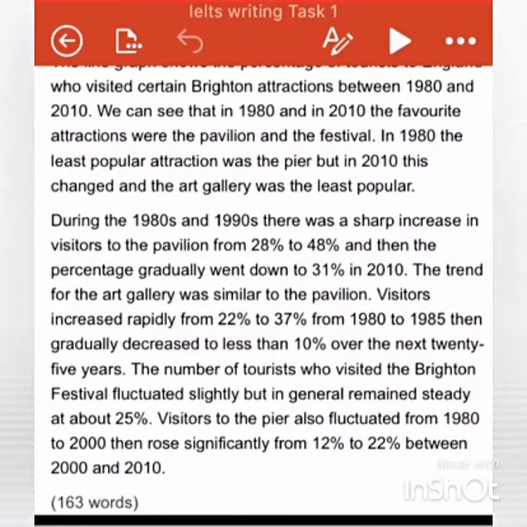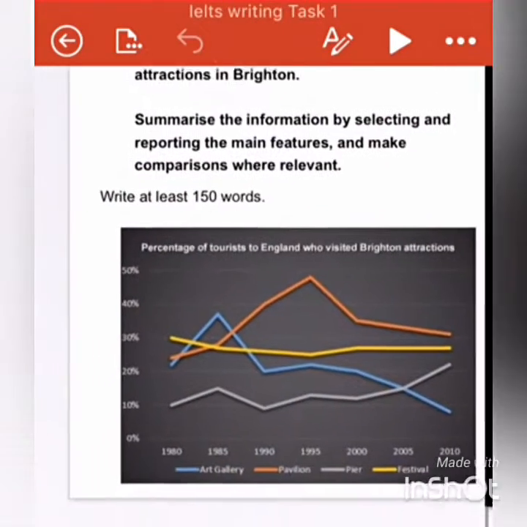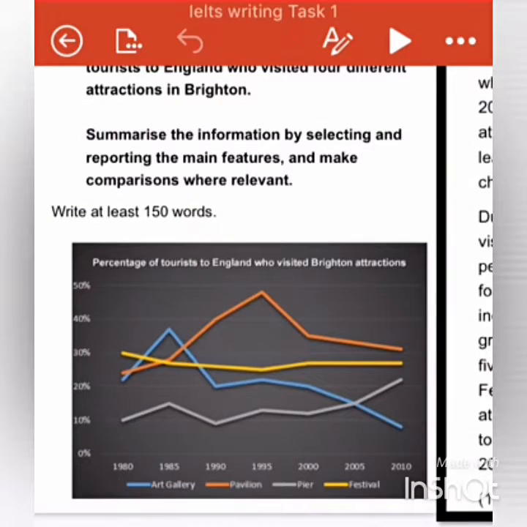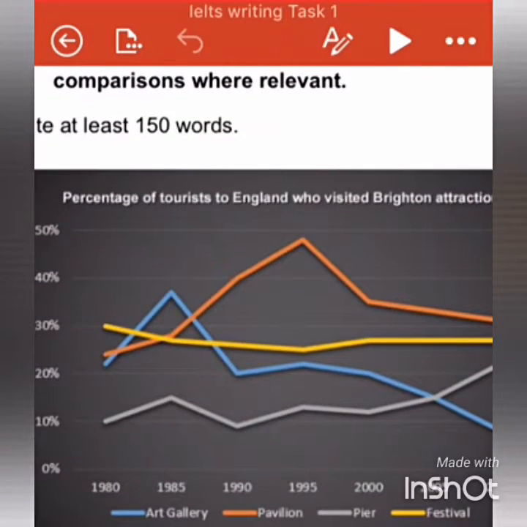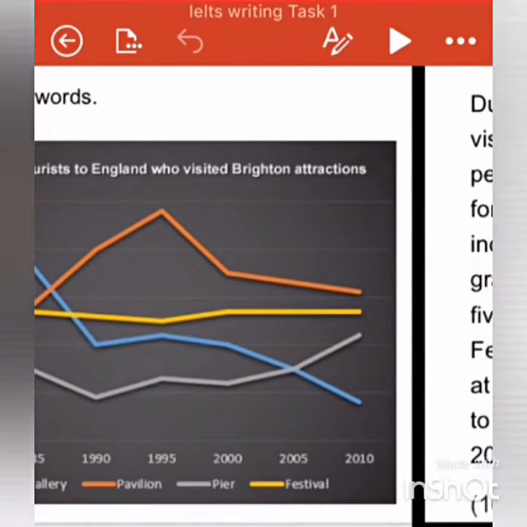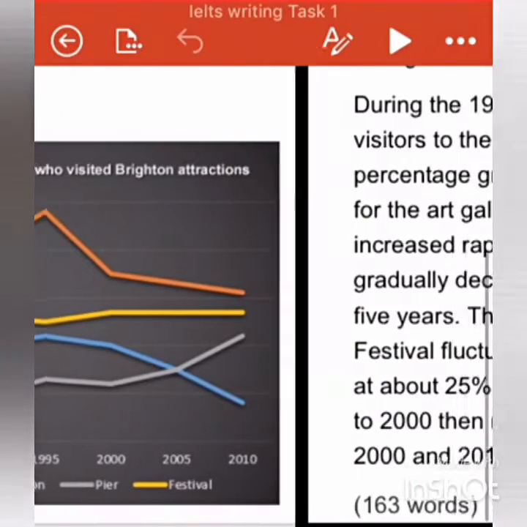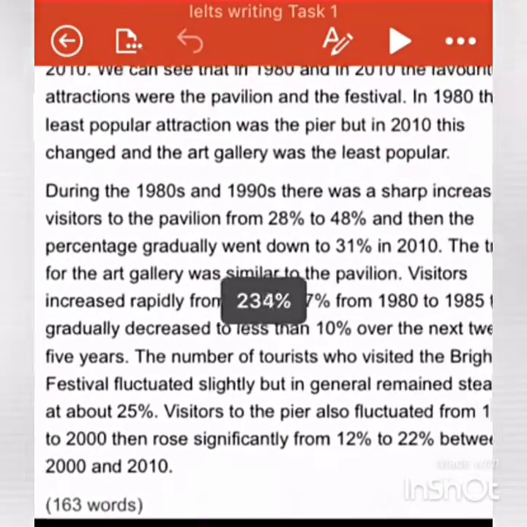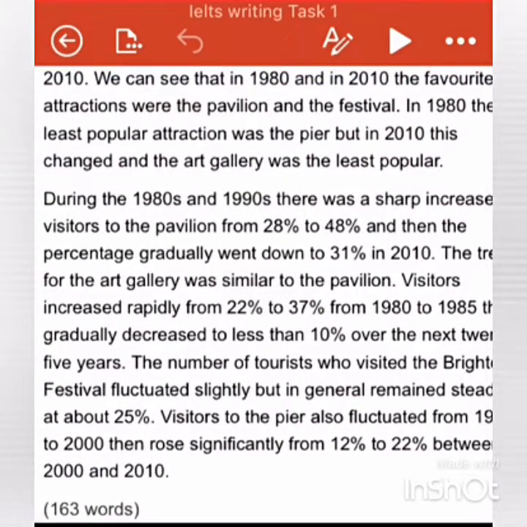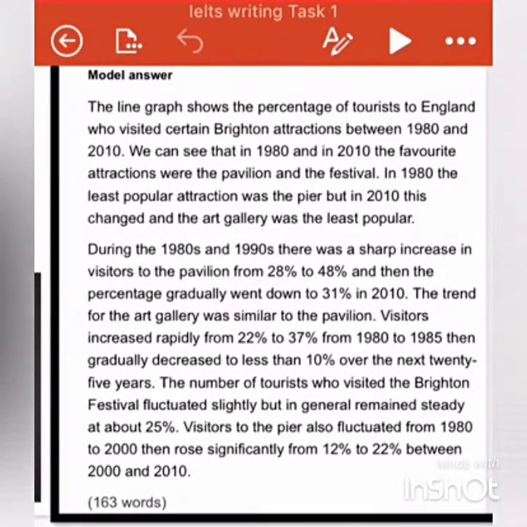Now, reading ahead, the trend for the art gallery was similar to the pavilion. So it increased too, it decreased. Now the rate and the years were different from the pavilion, but it had the same trend. It overall decreased at the end. Visitors increased rapidly from 22% to 37%. So we can see what the writer is doing here.